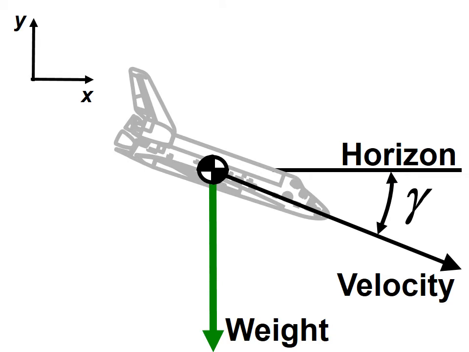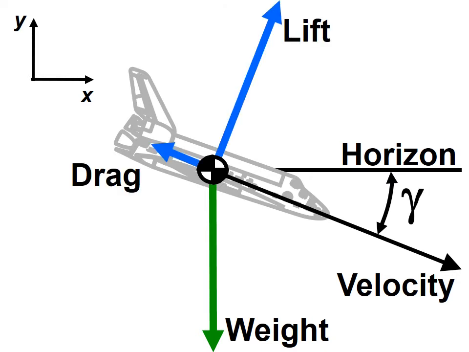Next, we show the forces on the spacecraft beginning with gravity perpendicular to the horizon. We now add the aerodynamic forces, drag parallel to the velocity vector, and lift perpendicular to it. We want to sum the forces parallel and perpendicular to the velocity vector, so we break up the weight into components in those directions.